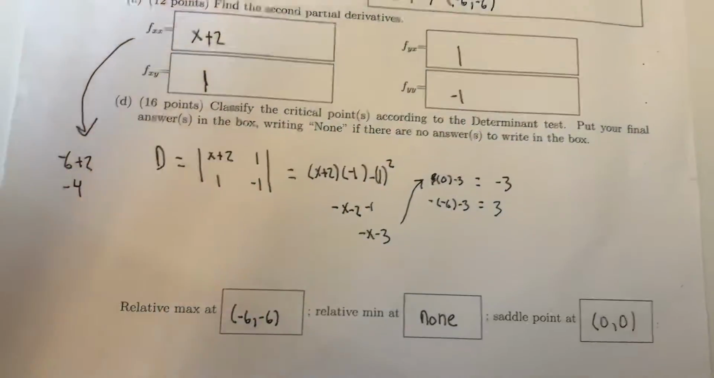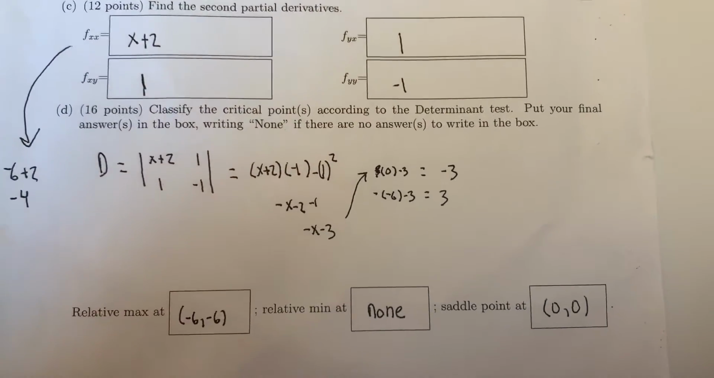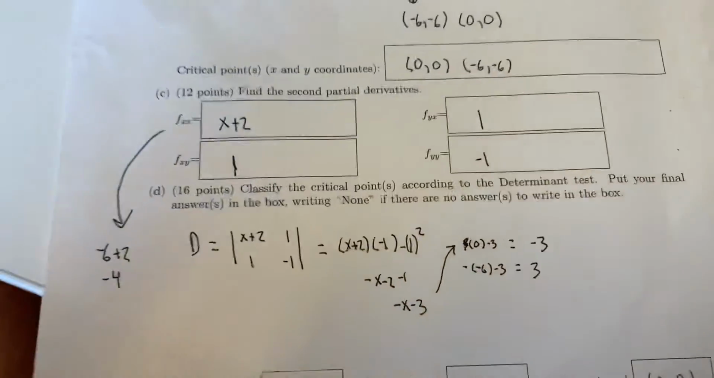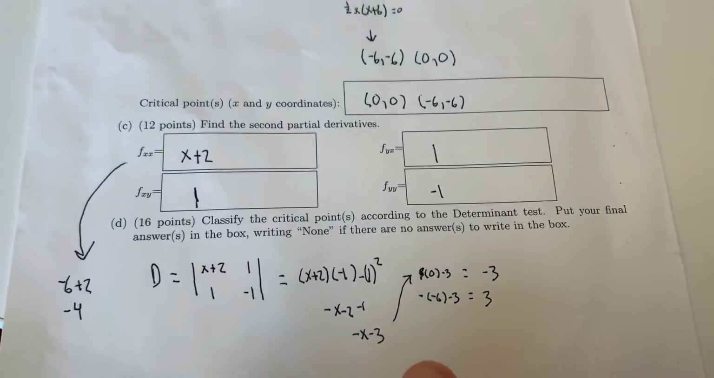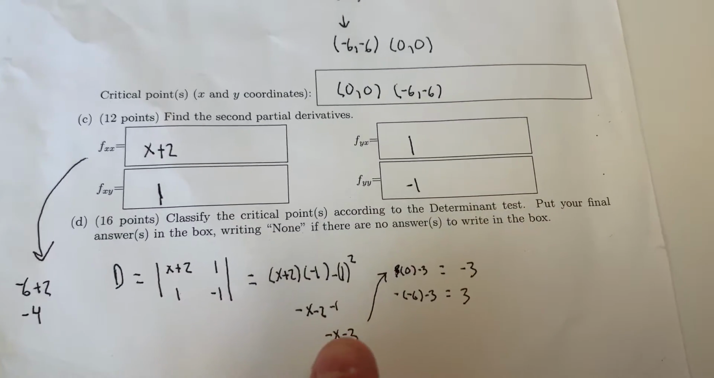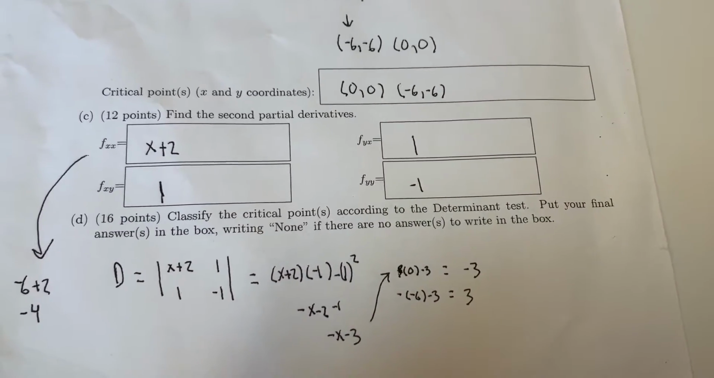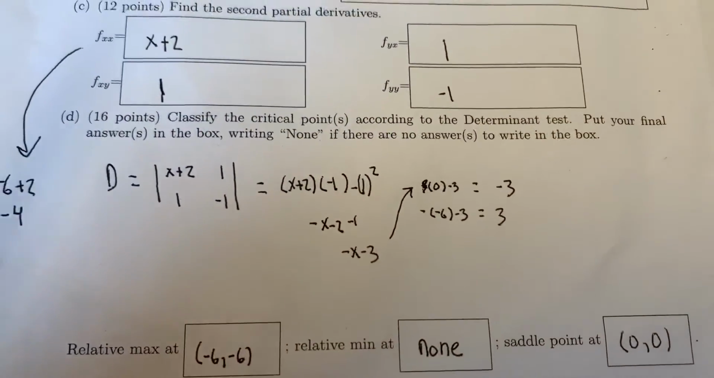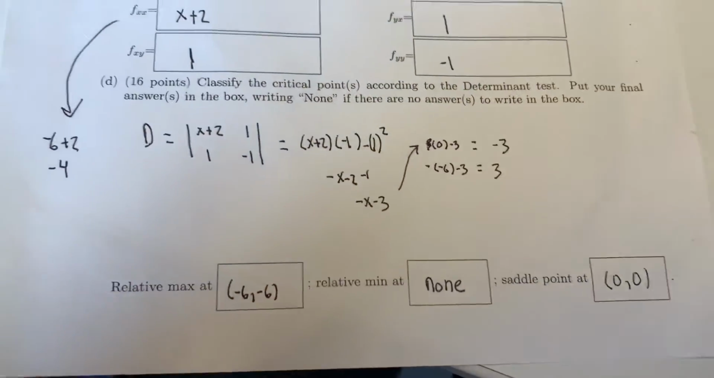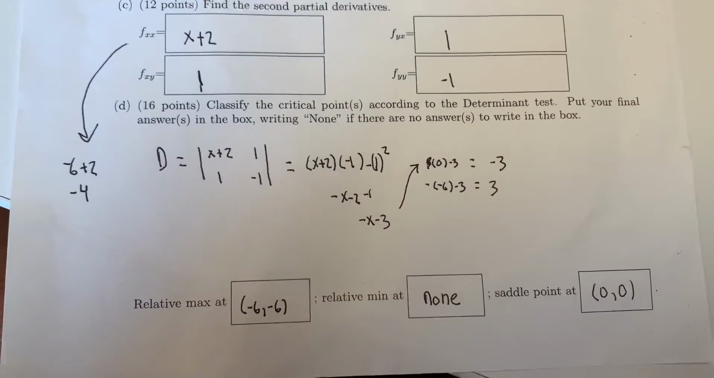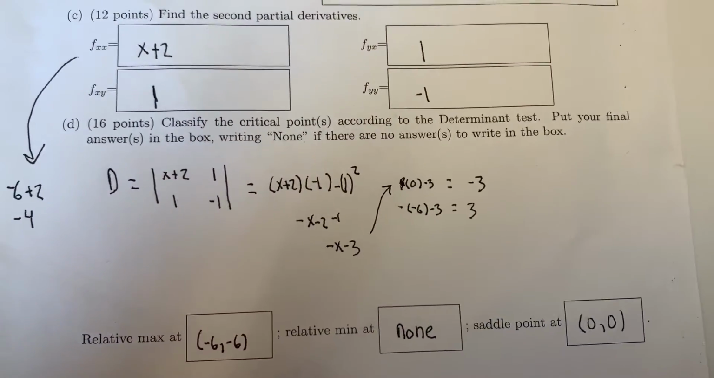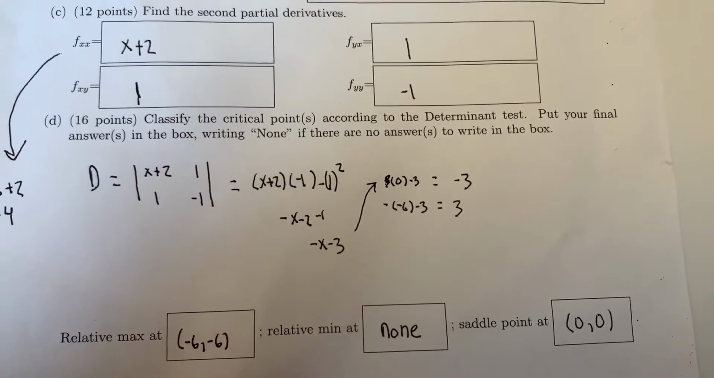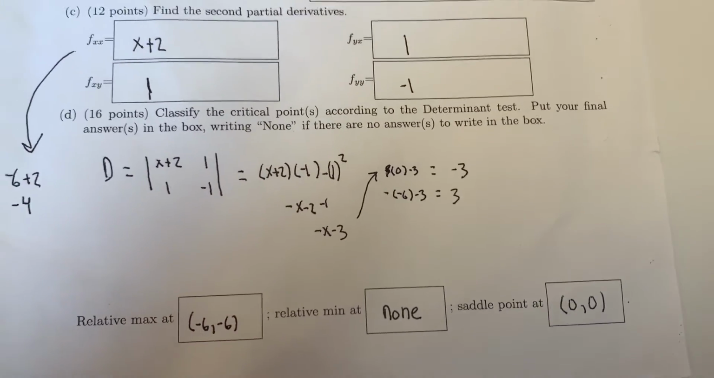And then for the final part, when we are classifying all critical points according to the determinant test, put your final answers in the box, and then write none if there are no answers written in the box. So right here, we would have our formula of f of x times fy of y minus fx of y squared. And after that, we'd get -x minus 2 minus 1, -x minus 3. And then we would plug our critical points in there with the x. So that would be a -6 and a 0. As you can see, the 0 equals -3. And the -6 would become a +6 and would become 6 minus 3, which would equal 3.